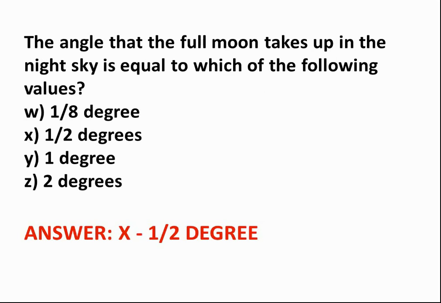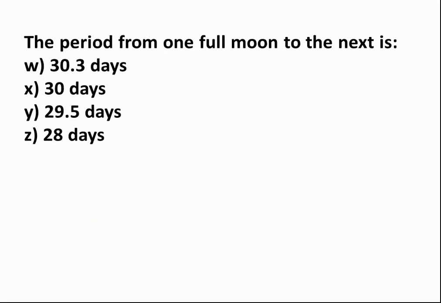Answer: X. 1/2 degree. The period from one full moon to the next is W. 30.3 days. X. 30 days. Y. 29.5 days. Z. 28 days.